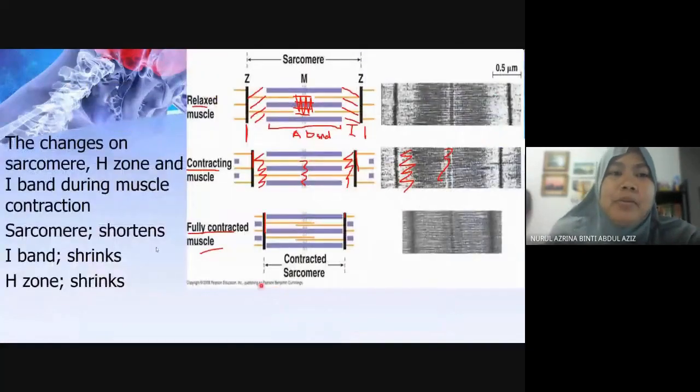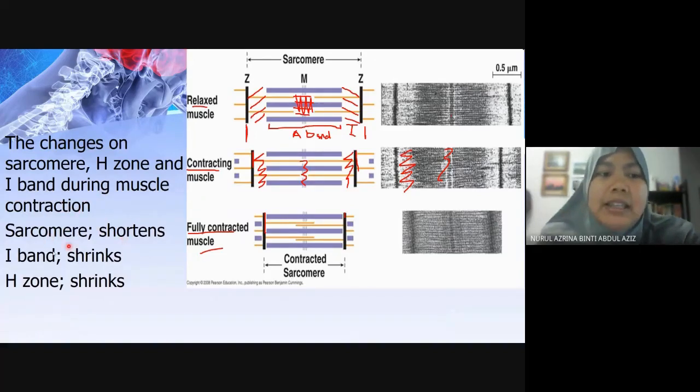So what happened when the muscle contracted just now? As a conclusion, what will happen? As our muscle contracts, the changes in the sarcomere involve the H zone and the I band. The sarcomere will shorten, the I band will shrink, and the H zone will also shrink. So these are the changes that will occur. Let's see this picture.